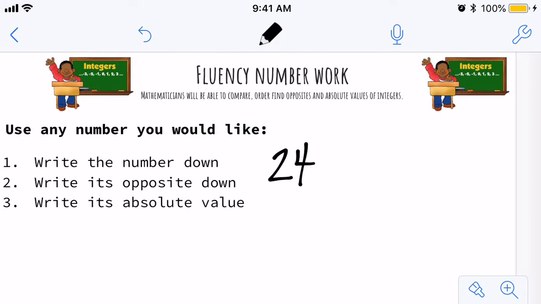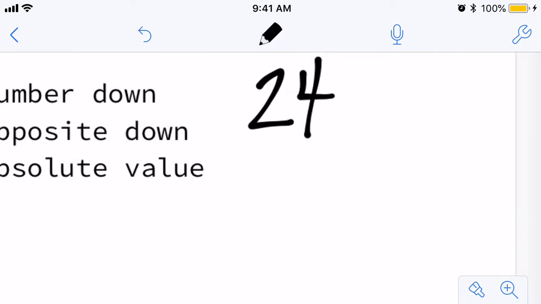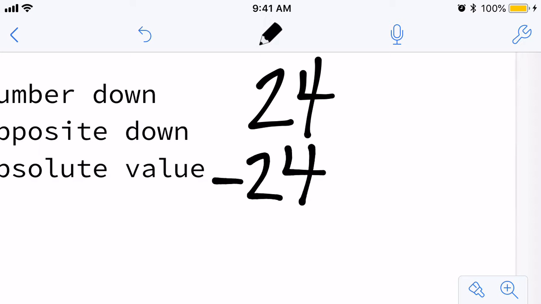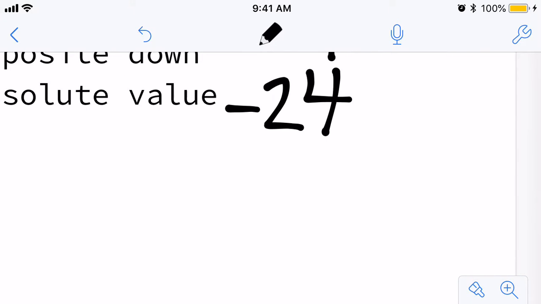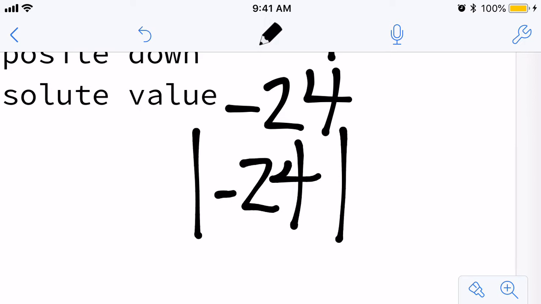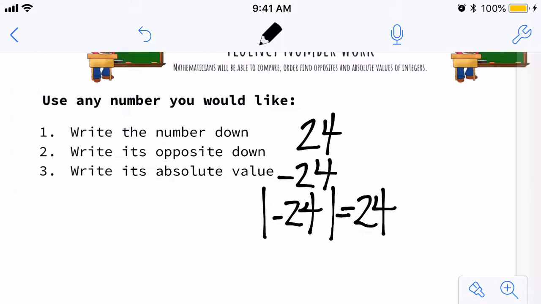And then in step 2, it asks you to write the number's opposite down. So the opposite of any number, if it's positive, it becomes negative. Or if you wrote a negative number down, it becomes positive. Then step number 3 is to write its absolute value down. So if you're not familiar with absolute value or can't remember it from last year, absolute value looks like football goalposts. We put the negative or positive number in it, and it's distance from 0. So distance from 0 is always a positive value, so this is going to come out with a final number of 24.